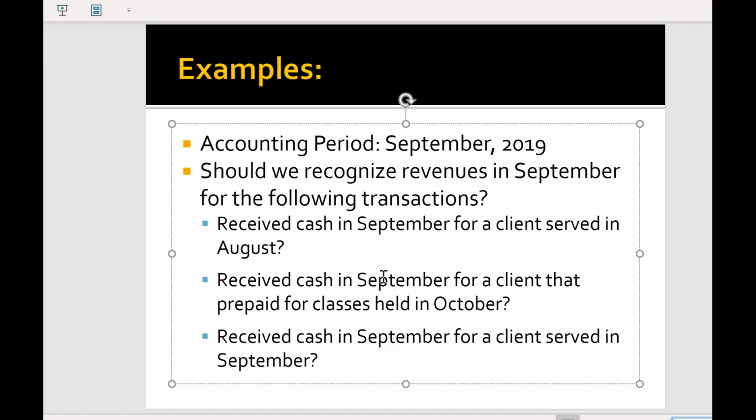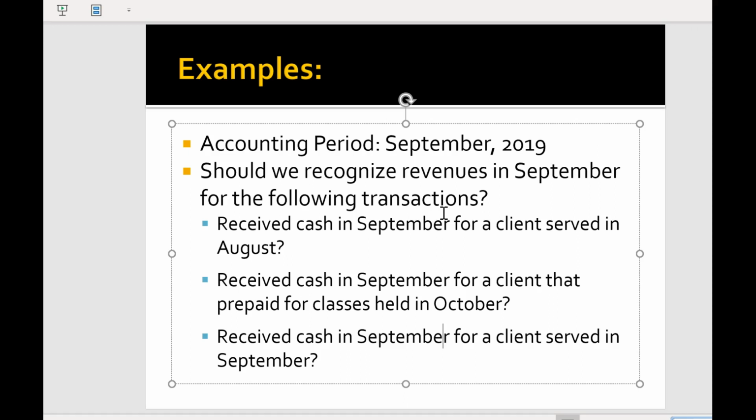Although we received cash, we didn't provide service, so it's not recognized as a revenue. The third one, do we recognize the revenue for a client that we serve in September when we receive cash? The answer is yes, because we served the client in September. Now you can see it depends on when the transaction happened. I mean, when the service is incurred.